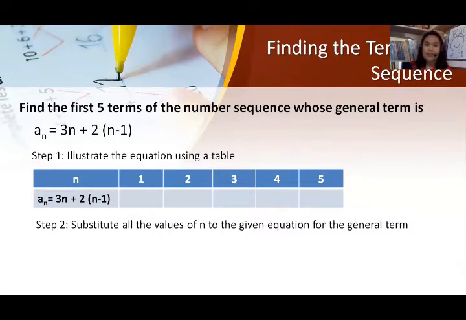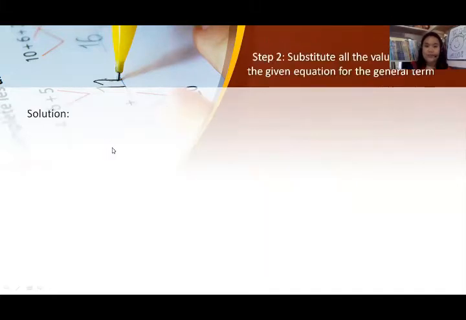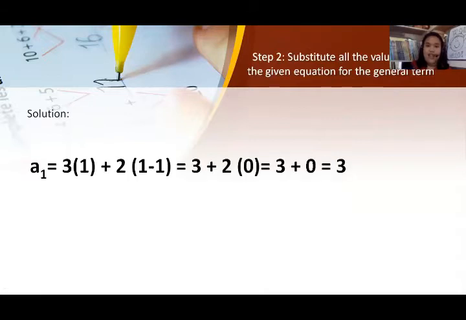And then let's proceed to step 2. Now in step 2, you have to substitute all the values of n to the given equation for the general term. So as you can see, the values of n here are 1, 2, 3, 4, 5. Why? Because we are looking for the first 5 terms of this general sequence. So for the solution, you just have to substitute the values of n. So for the first term, of course, let's substitute the value of n, which is 1. And it gives us 3 as the first term.